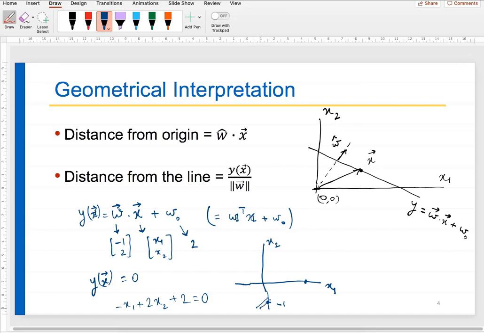The line looks like this, sorry for my bad drawing. Let's say this is 2, and this is minus 1. This is how the line looks. Now, if I give you any unknown point, say this point, maybe this is (4, 1), so x vector is equal to (4, 1). What is the distance of this point from this line? How will you find it? Simple geometry.